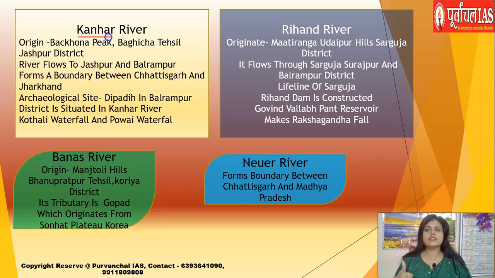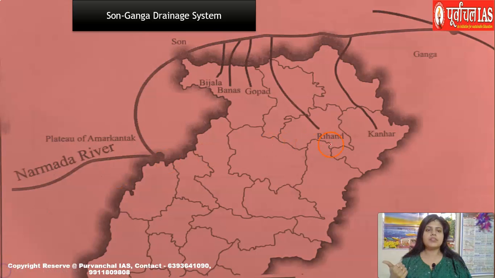The very important Kanhar river. It basically originates from Jashpur district. There is a place called Bakhona Peak from where the Kanhar river originates, and it flows from the area of Jashpur and Balrampur. So it basically drains the part of Jashpur and Balrampur. See, this is Jashpur and this is Balrampur, and this Kanhar river also marks the boundary between Jharkhand and Chhattisgarh.